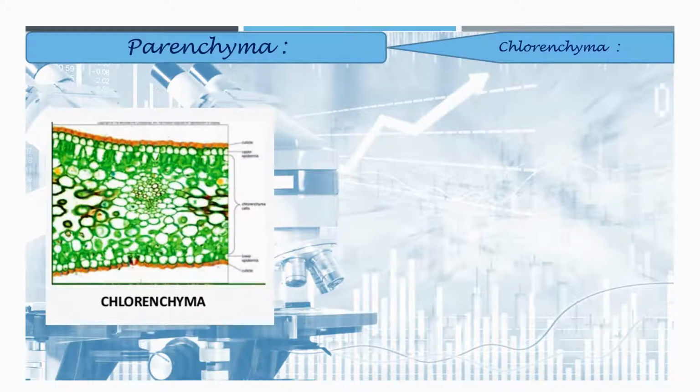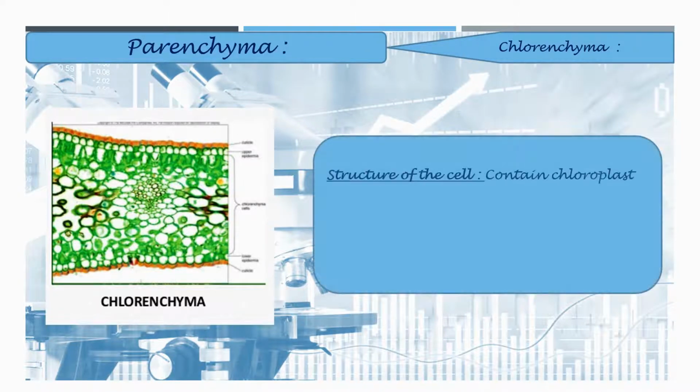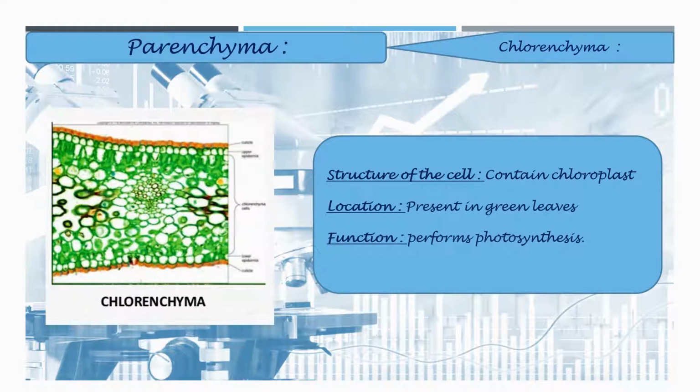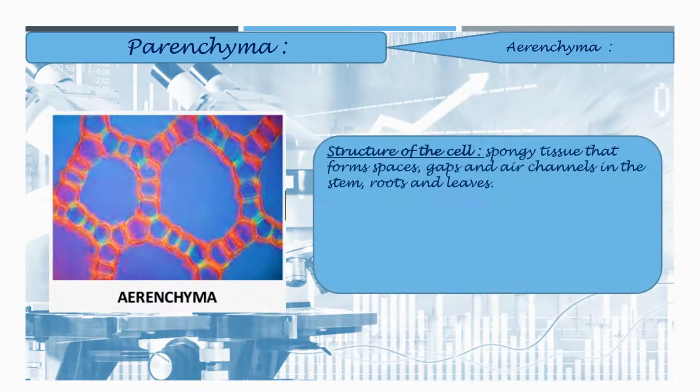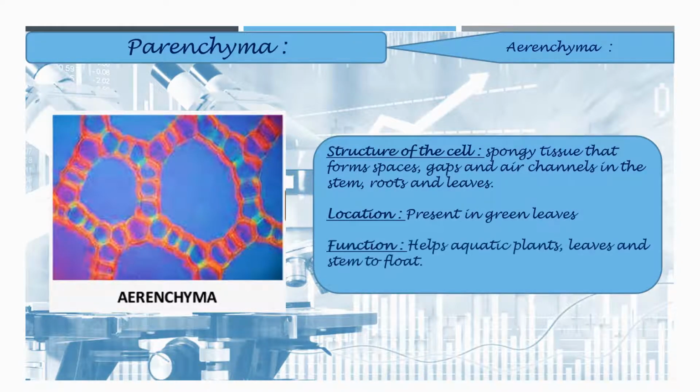Now let's learn about the subtype of parenchyma, that is chlorenchyma. Chlorenchyma contains chloroplast and it is present in green leaves, and also it performs photosynthesis. Now the second subtype of parenchyma is aerenchyma. Aerenchyma is spongy tissue that forms spaces, gaps and air channels in the stem, roots and leaves. It is present in green leaves and it helps aquatic plants, leaves and stem to float.